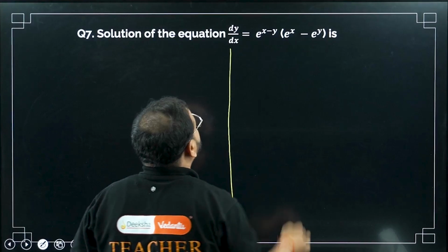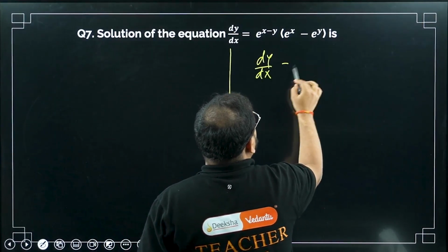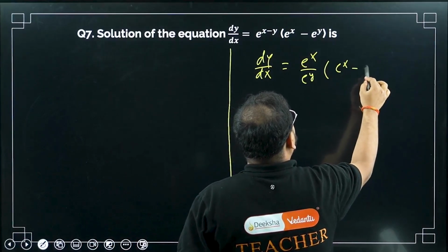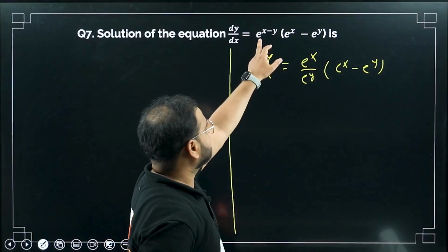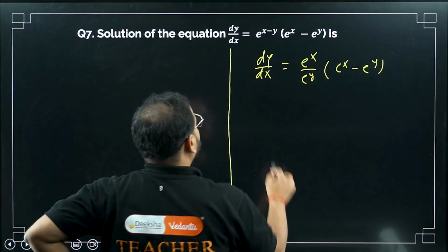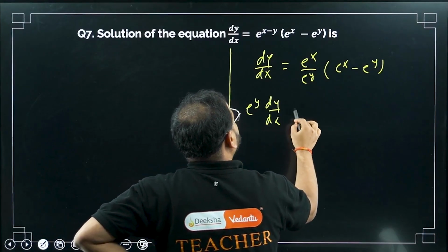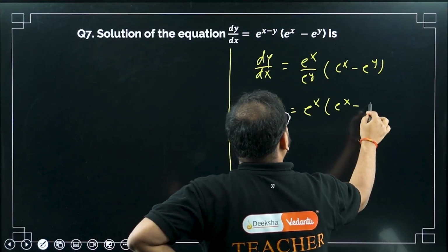Let's check it out. dy by dx equals e power x upon e power y, e power x minus e power y. Rule of exponent: difference means quotient. Quotient rule of exponent. Bring e power y over here. e power y dy by dx equals e power x minus e power y.